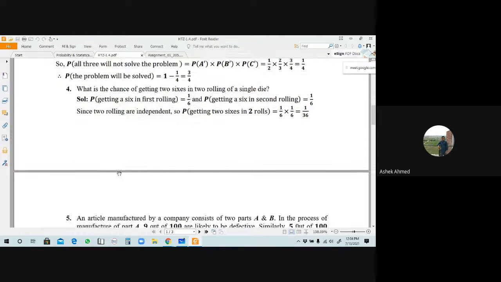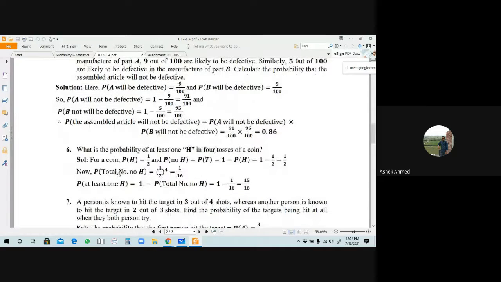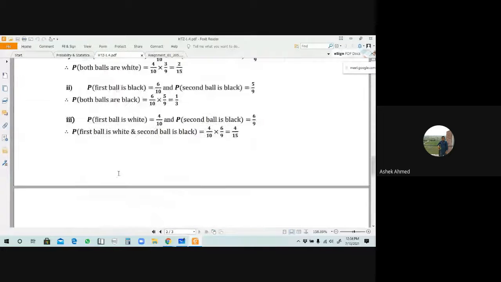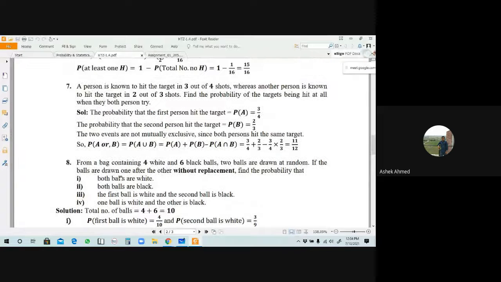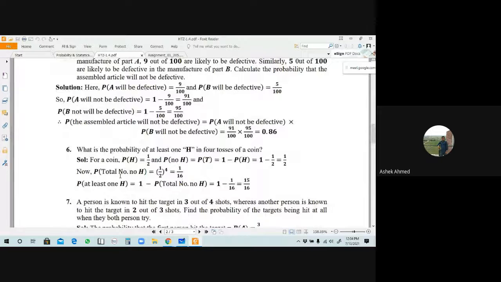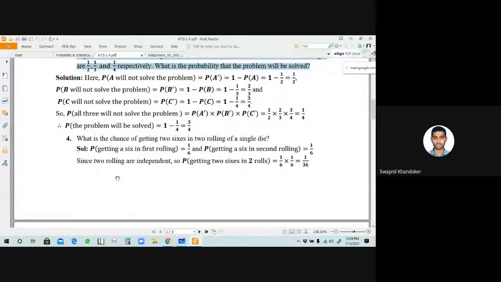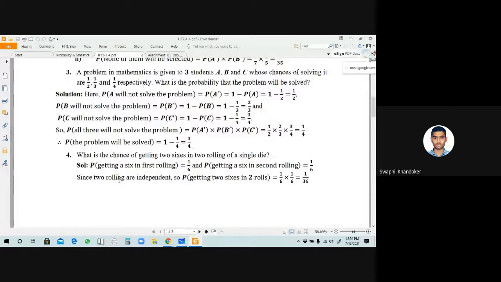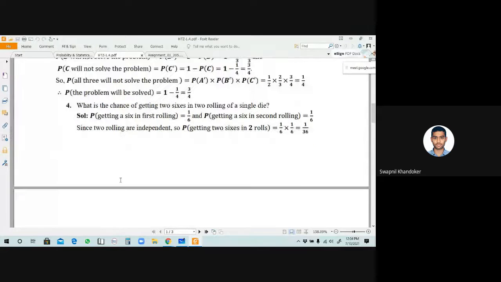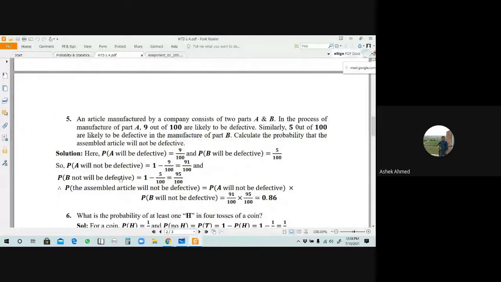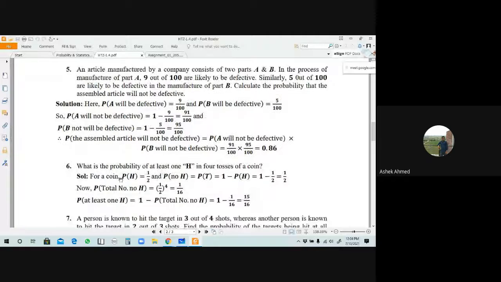Using the same concept, you have to solve example numbers 4, 5, 6, 7, and 8, and the last one was 9. I can say that you will be able to solve all problems from here. Another class is about to start, sir. I will extend the time, but everyone must upload. I will check that everyone uploads.